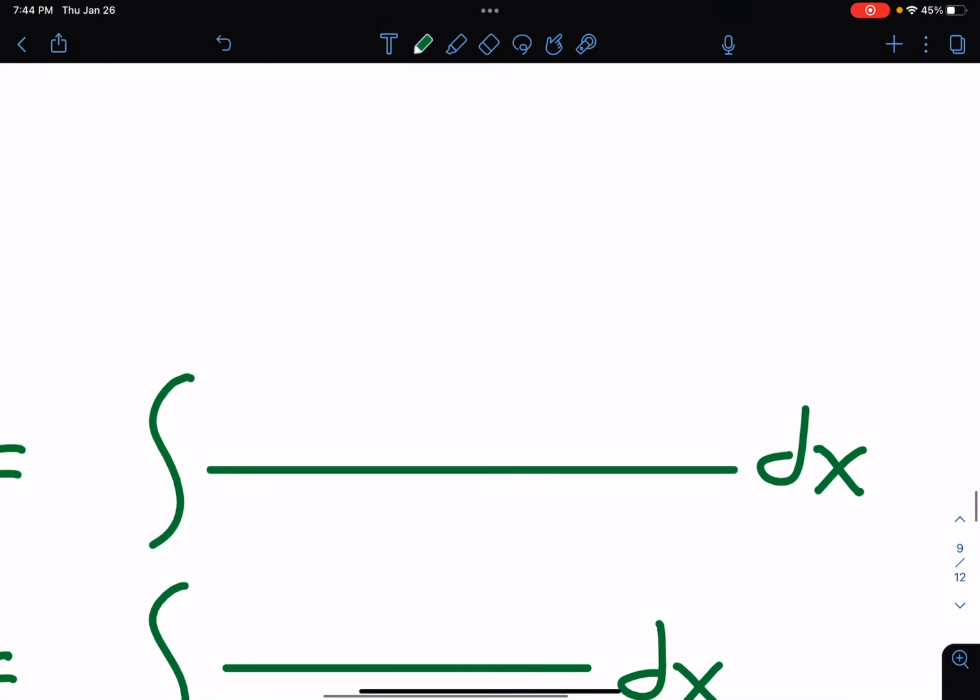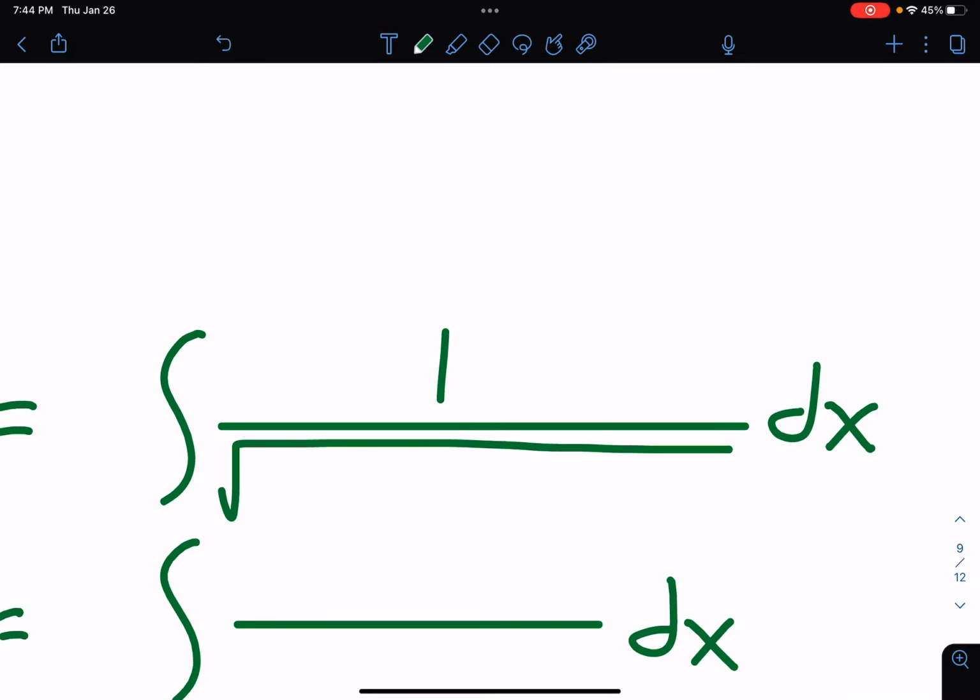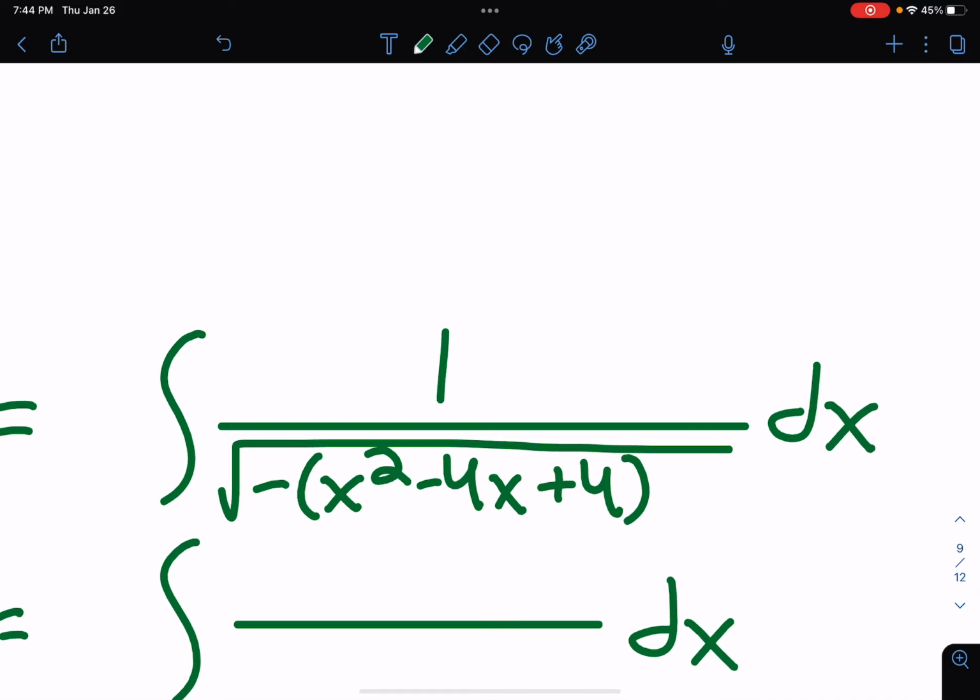So I can rewrite this as the integral of 1 over the square root of negative quantity x squared minus 4x plus 4. Okay, so I added a 4 in the parentheses, so I should subtract 4 outside of the parentheses? Not quite. Technically, I did not add 4 into the radical. I subtracted 4, because I have this negative in front of that parentheses. So if you distribute, that's a minus 4. So to balance this out, I'm going to put a plus 4 on the outside.